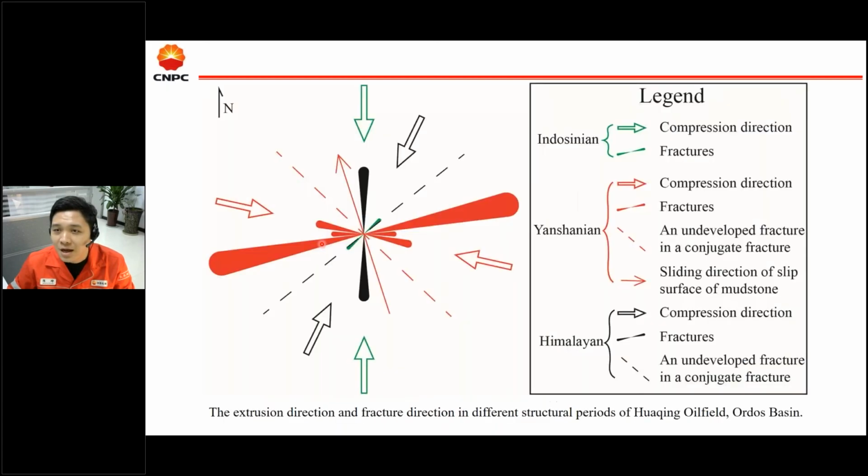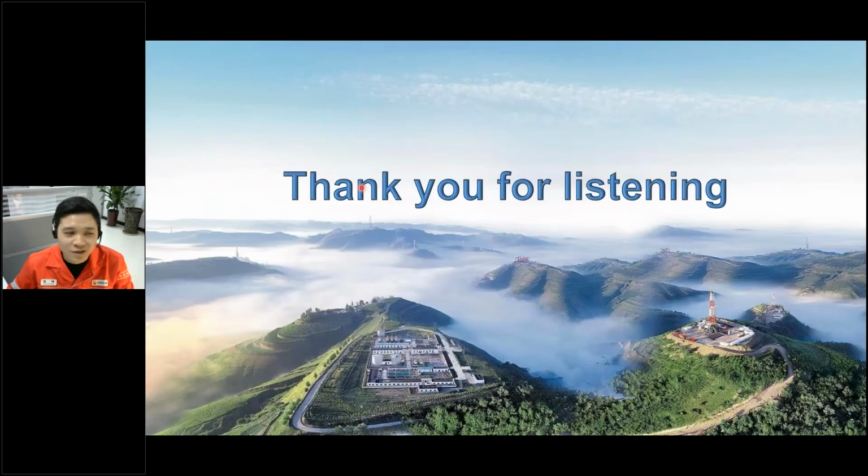Finally, another research result is that we compared the burial history and the data of fluid inclusion, and believe that the large fractures, by their trending features, are mainly formed by Yanshanian tectonic compression, whereas the north-south trending fractures were formed by the Himalayan tectonic compression. That's all. Thank you for listening.